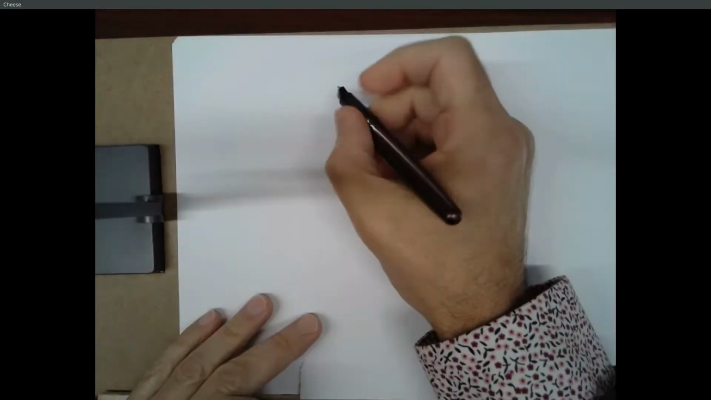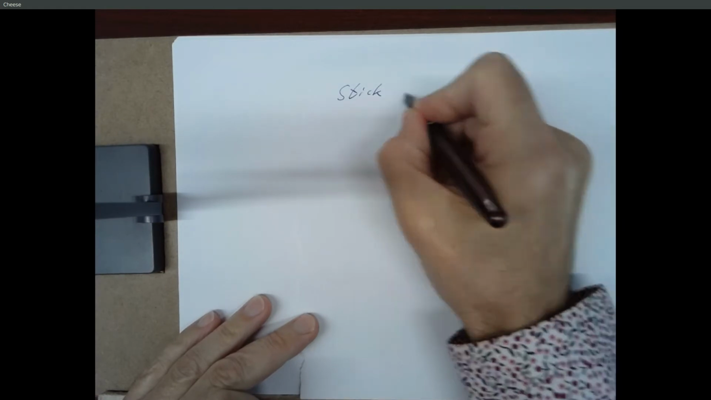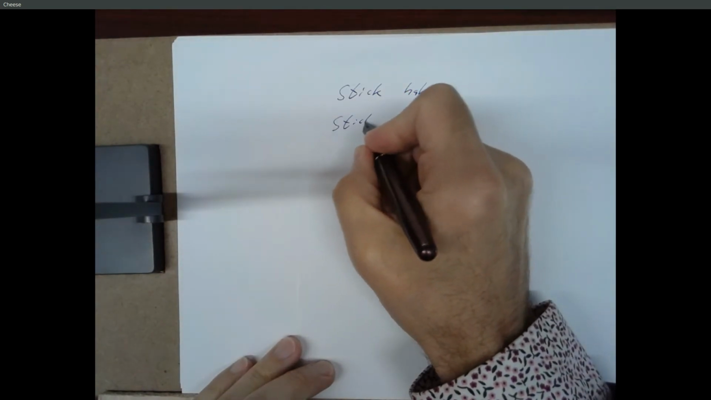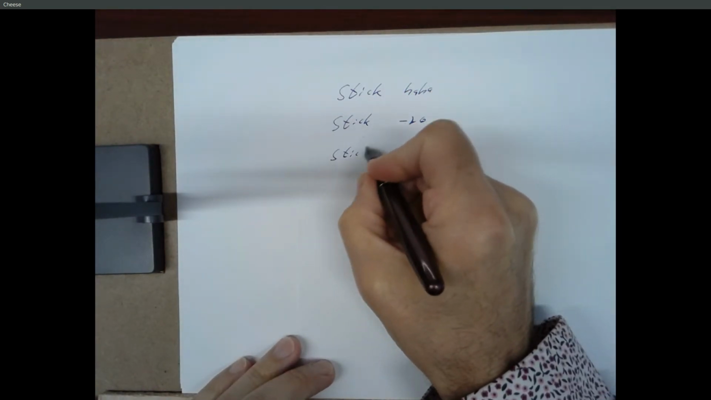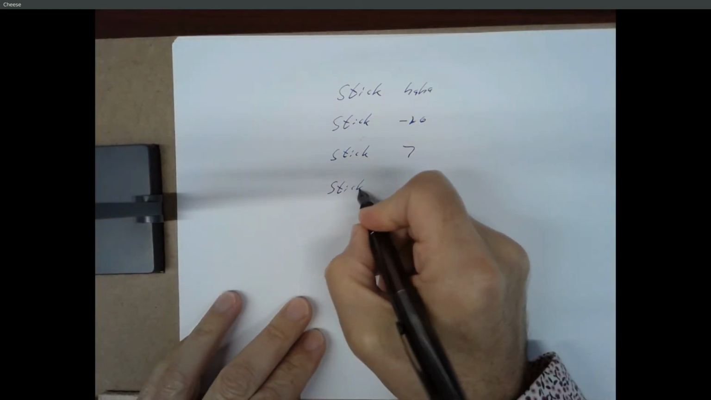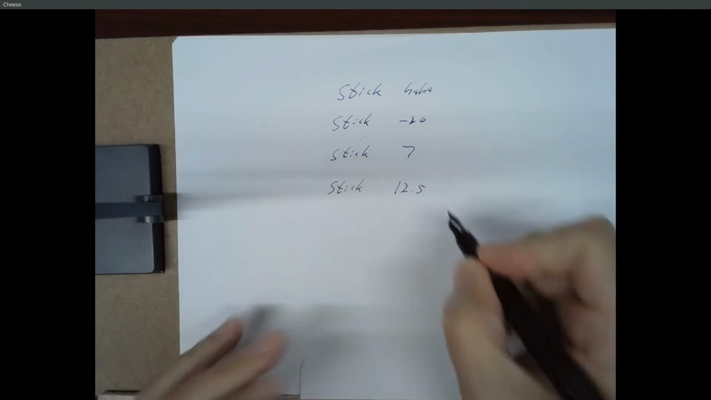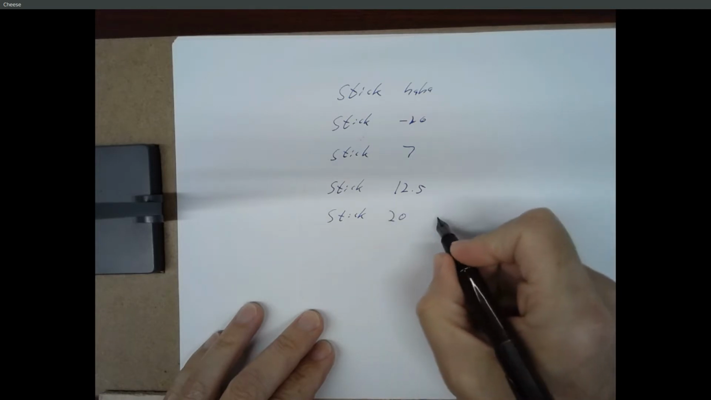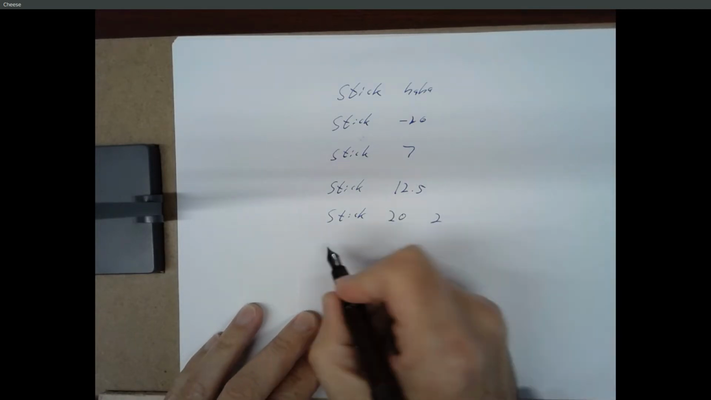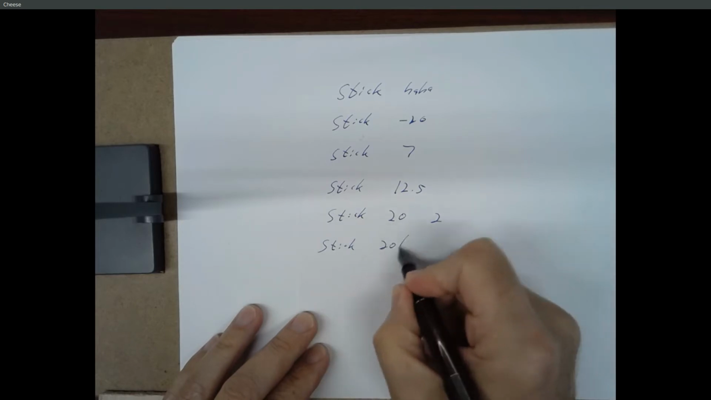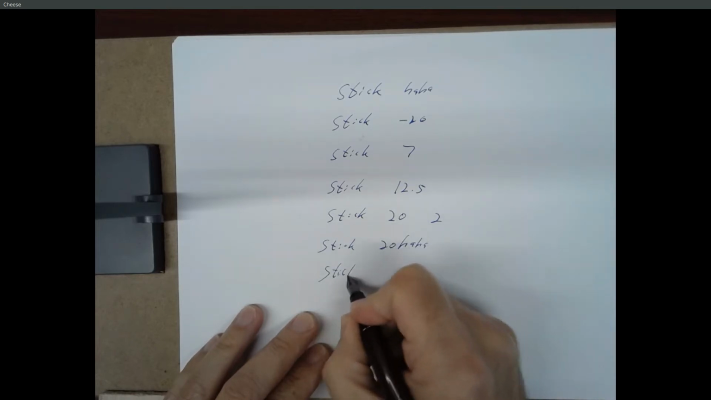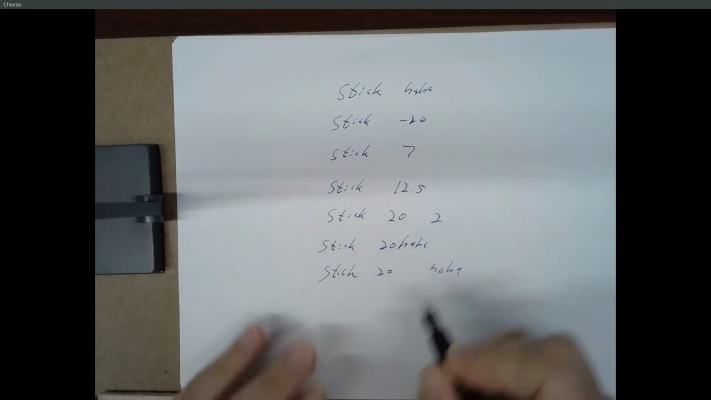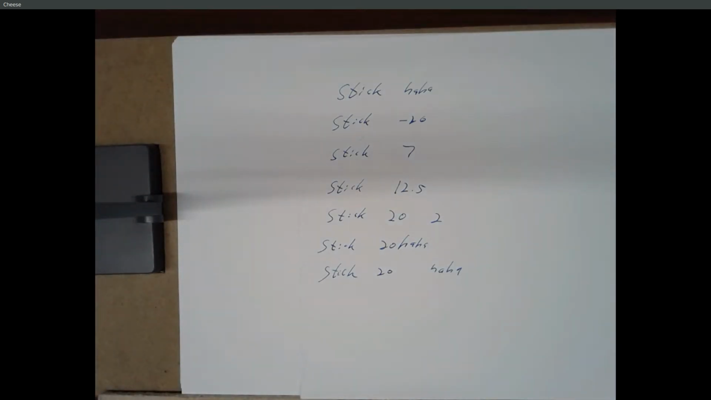So if the user says stick haha, that's an error, print a message, exit. If they say stick -20, or stick 7, errors, print a message, exit. If they say stick 12.5, that's not a valid integer, error message, exit. Stick 22, error message. Stick 20 haha. All of those are error conditions, print a message, exit.